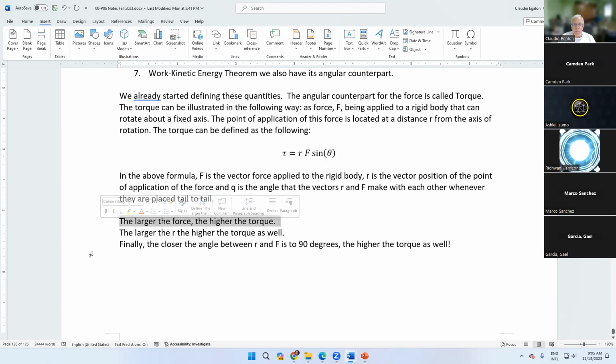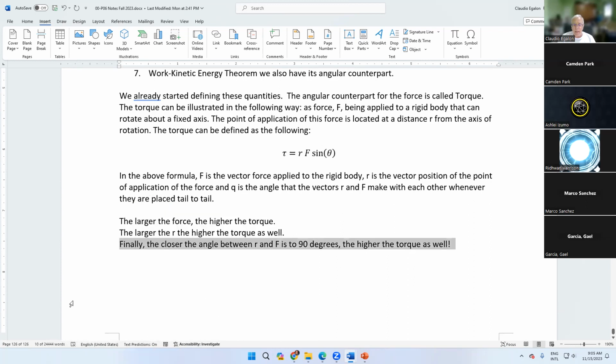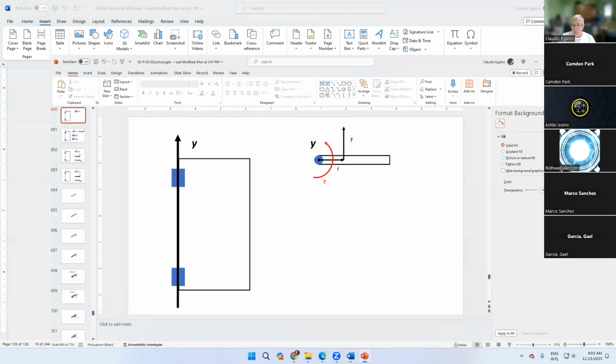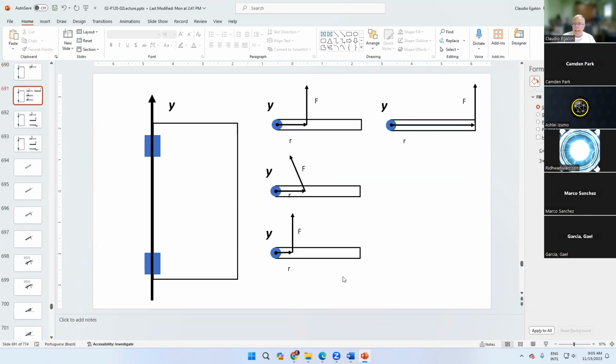Notice that the larger the force, the higher the torque. Also, the larger the R, the higher the torque. And finally, the closer the angle between the two vectors is to 90 degrees, the higher the torque as well. If we are going to exemplify this type of torque, the highest torque is going to be this one here.